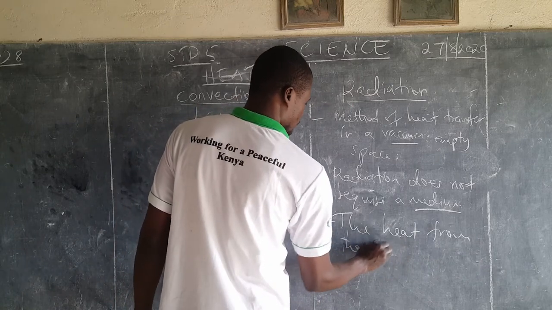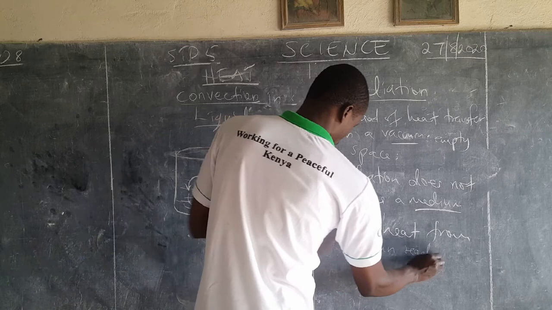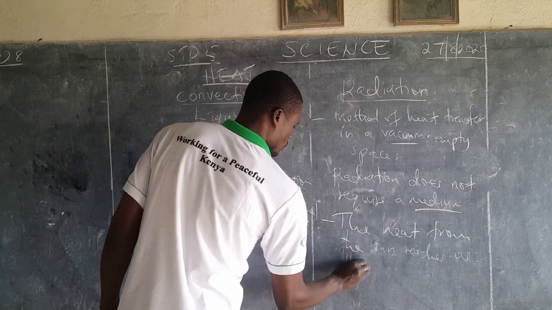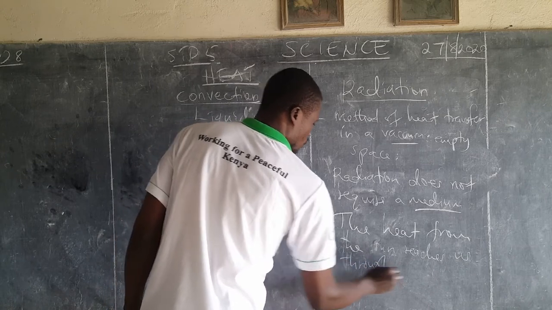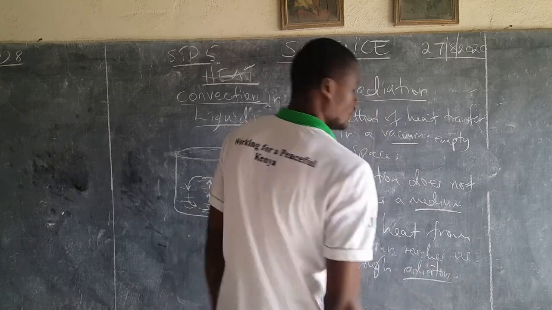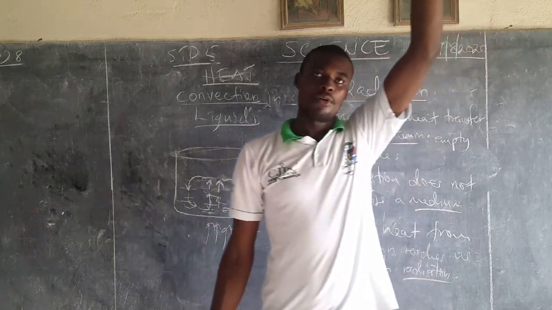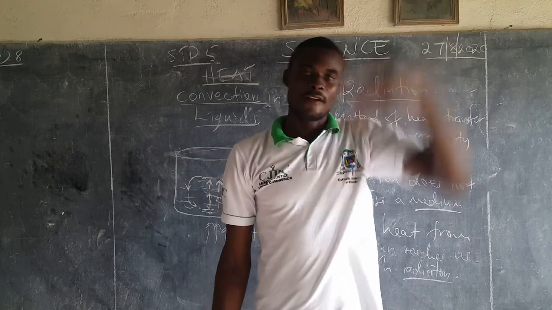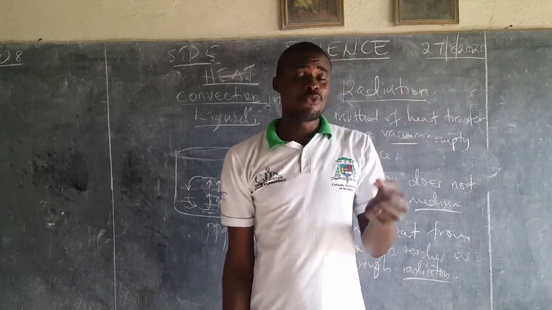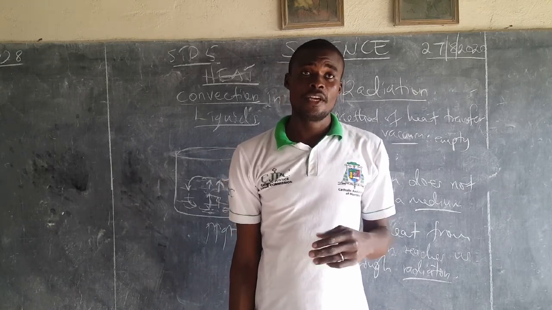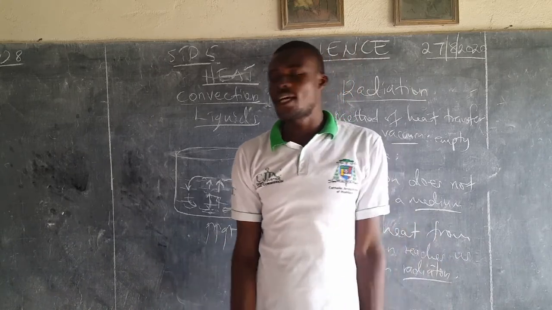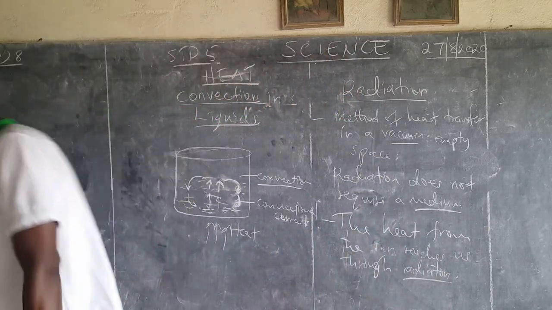The heat from the sun reaches us through radiation. That movement of heat from up comes to us through the lower part, like the sun is up and we are down. That heat, we feel that heat through radiation. It passes through the vacuum. The vacuum is the space that it passes through before reaching us here on Earth.